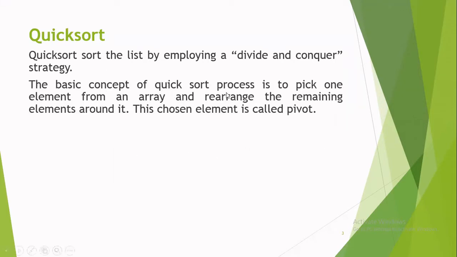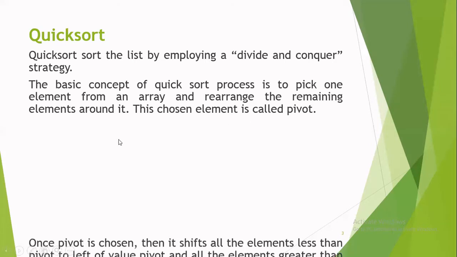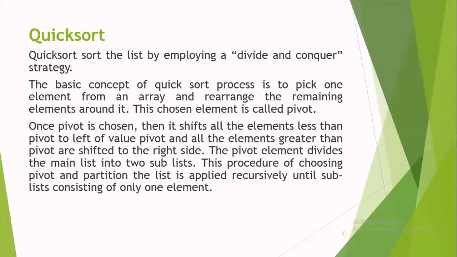The basic concept of the quick sort process is to pick one element from the list, that is a one-dimensional array, and rearrange the remaining elements around it. Here, the chosen element we call the pivot element. So given an array, you first pick one element from the array. Once the pivot is chosen, we shift all the elements less than the pivot to the left side, and all the elements greater than the pivot to the right side. The pivot element is now used for dividing the list into two sublists.